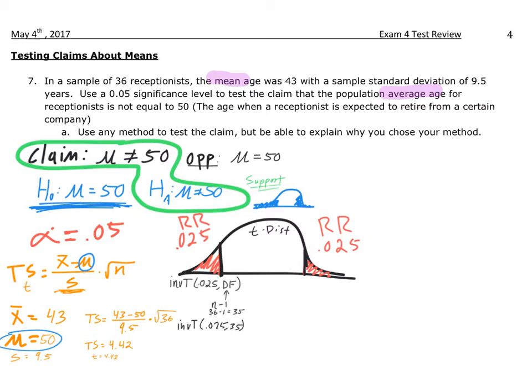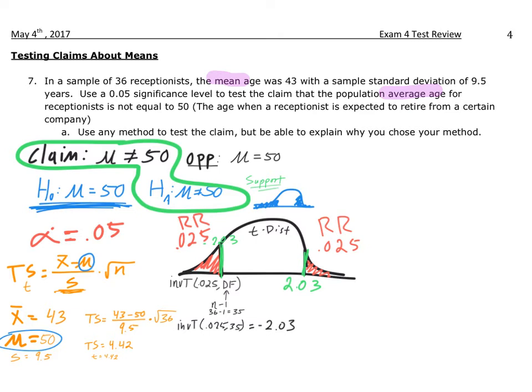When you calculate that in the calculator, you should get a value of negative 2.03. So this defining value here that defines the rejection region is going to be negative 2.03. Using symmetry, we also know that this value over here on the right-hand side is positive 2.03.